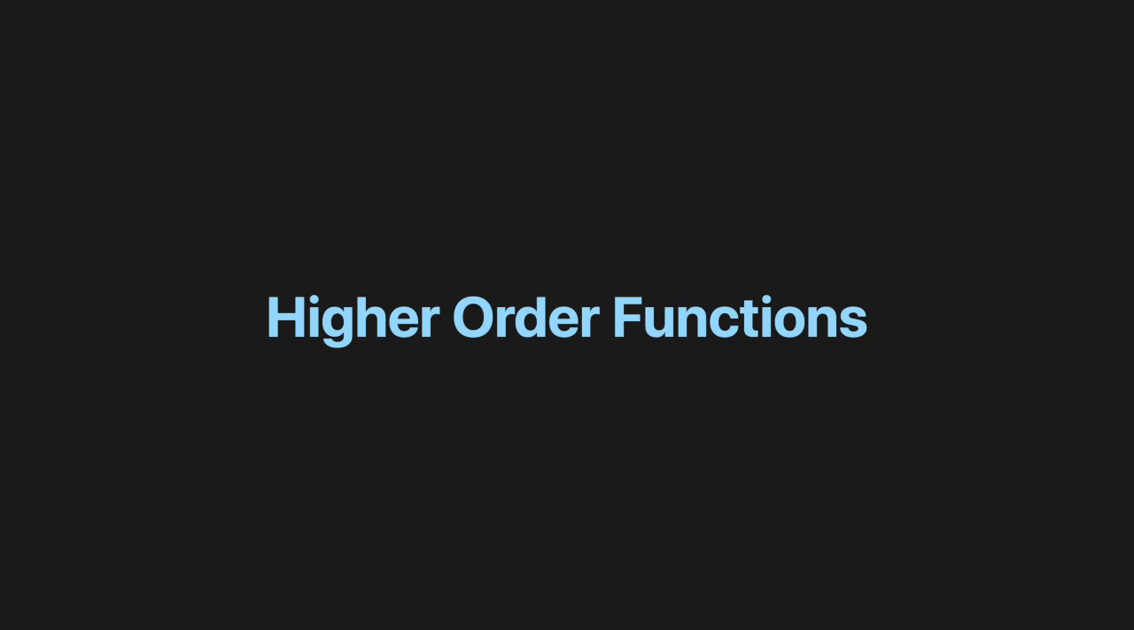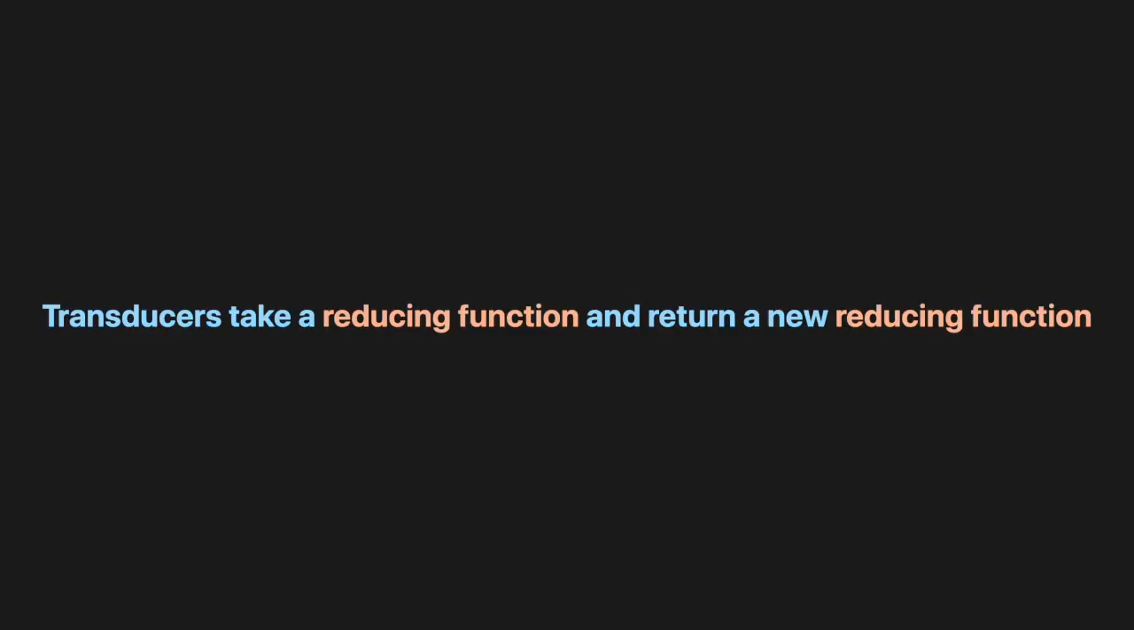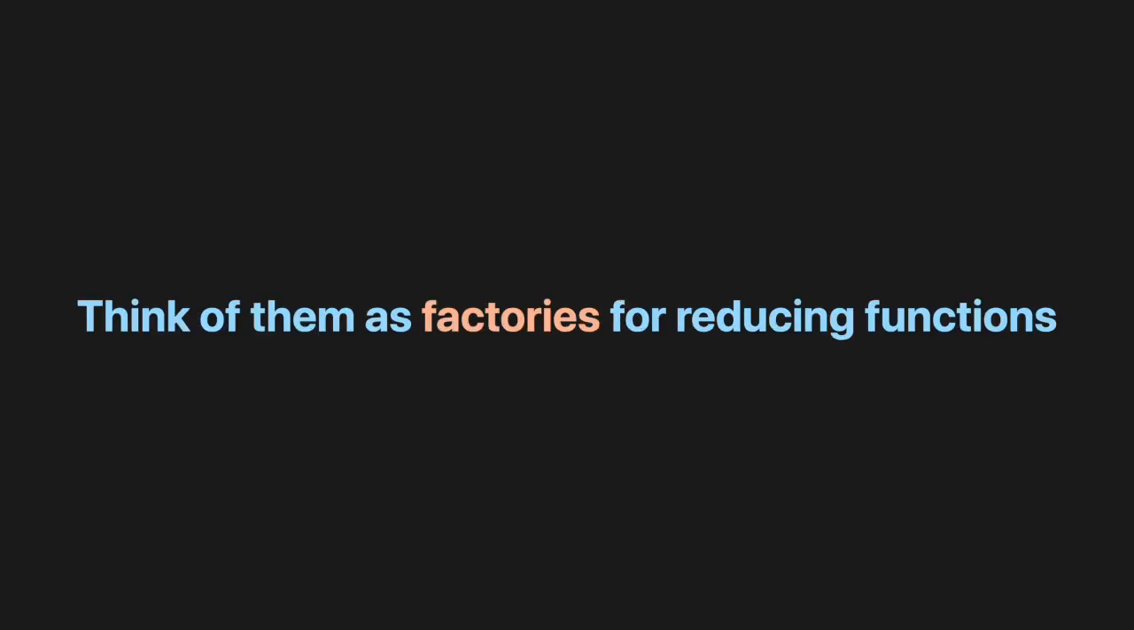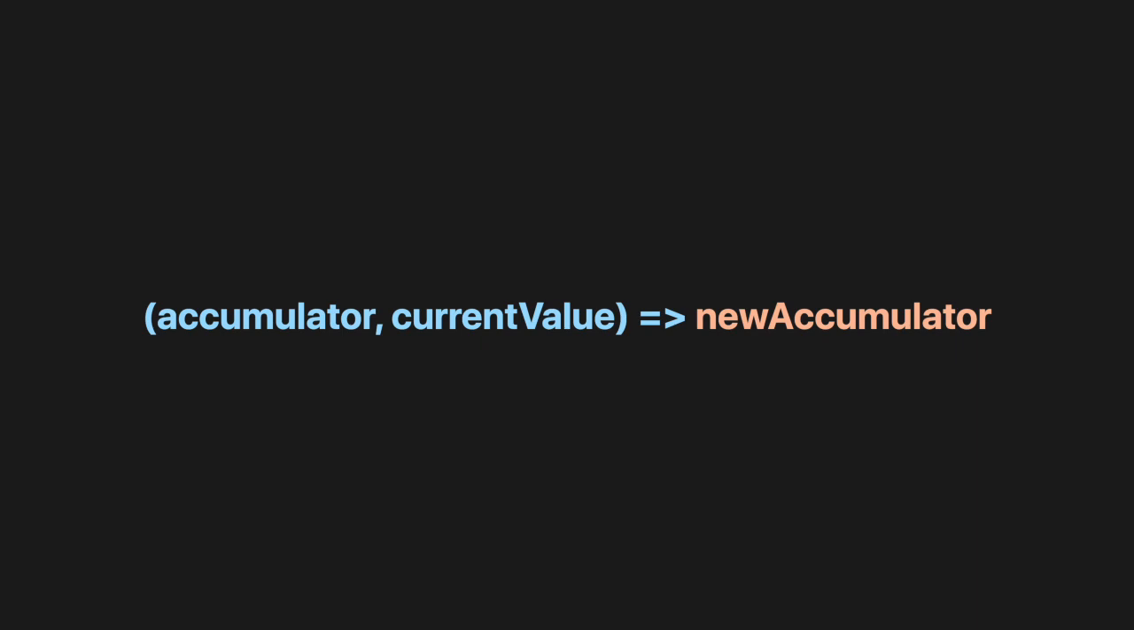So transducers are higher order functions. And if you remember, a higher order function is a function that either takes as input a function or returns as output a function. But transducers are a specific kind of higher order function. They're going to take a reducing function and then return a brand new reducing function. You can think of them as factories for reducing functions. If you give a transducer a reducing function, it will just make you another one. All right, so remember the signature of a reducing function. A reducing function takes an accumulator, a current value, and it returns a new accumulator.